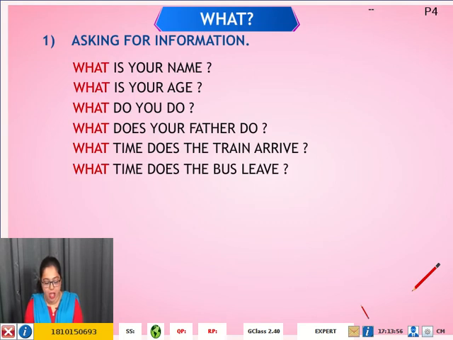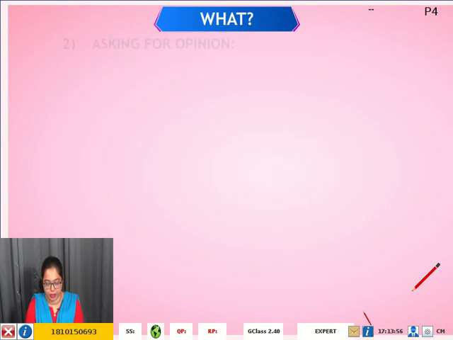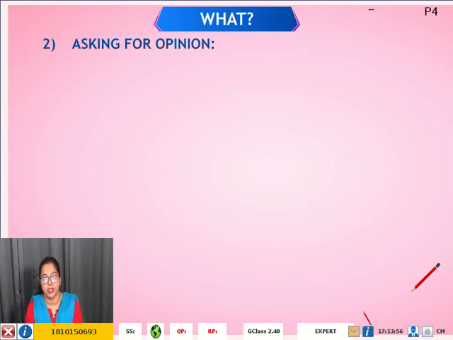Okay. So see here, in all the WH questions the word what is underlined, and you can also see the helping verbs or the be verbs are also underlined. See here, is, do, does. These all are highlighted. These all are helping verbs. So this was the first usage of what, that is for asking for information.